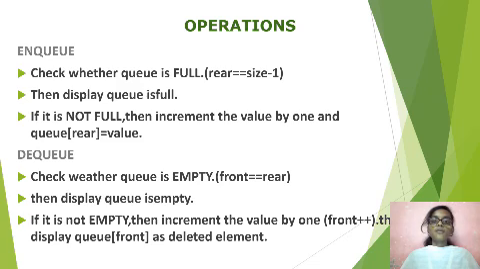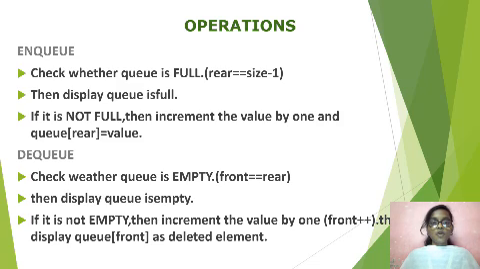First we have to check whether the queue is full or not. Rear equals size minus 1 is the if condition to check whether the queue is full. Then display queue is full. If it is not full, then increment the value by 1 and queue of rear equals value.